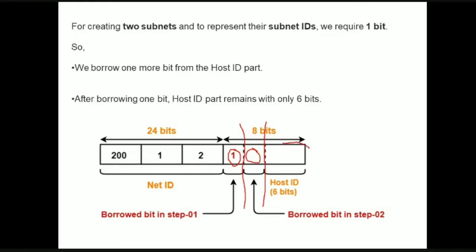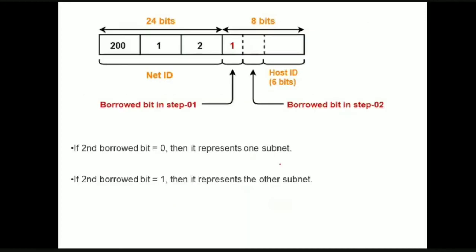Now the remaining host ID part is only 6 bits. Okay. Now, if you see here, this is the first bit which is borrowed in the first step. Now, this will be the second bit. Now, what will be the subnet IDs? If the second bit is 0, then it represents one subnet. And if the second bit borrowed is 1, then it represents the other subnet, isn't it?